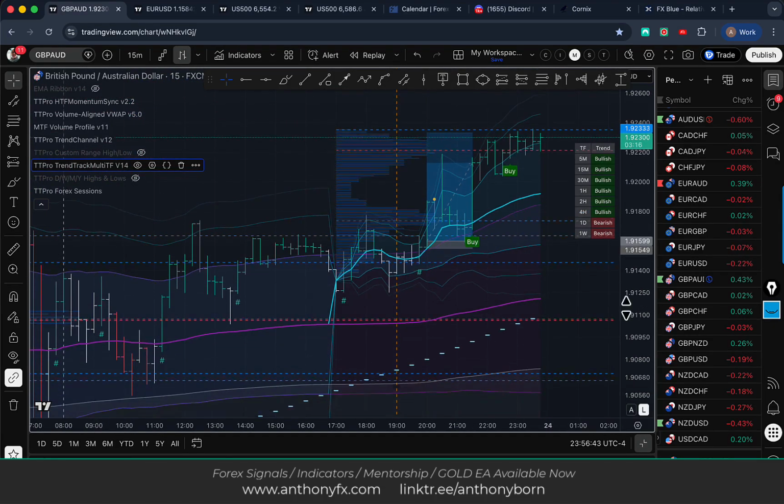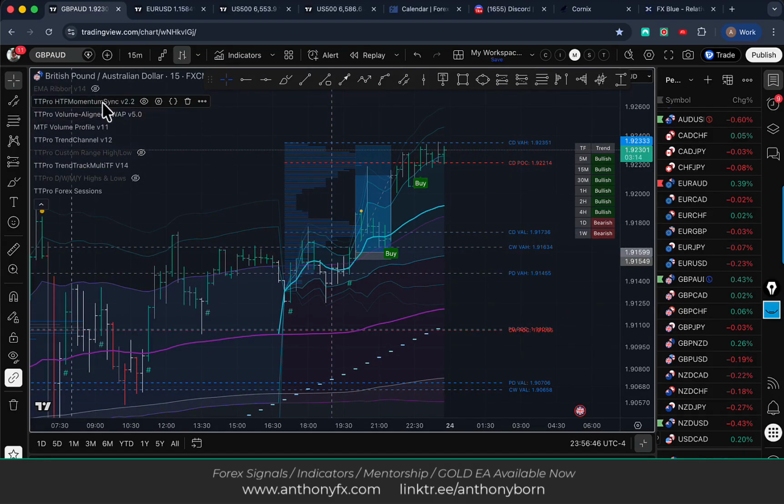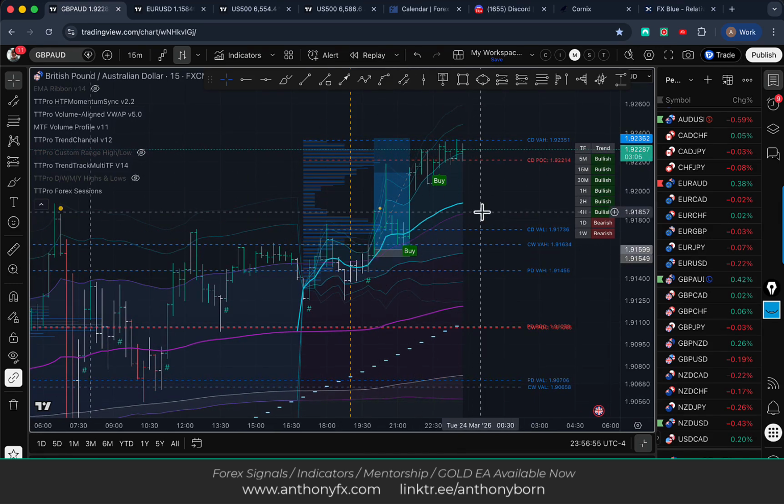And you've got the signals here from the momentum sync. So you would just go on that signal there, breaking above VWAP. See that? There, that buy signal.